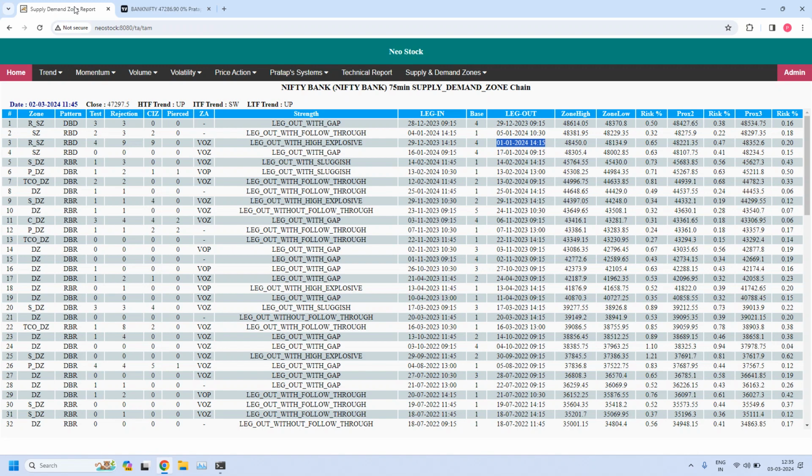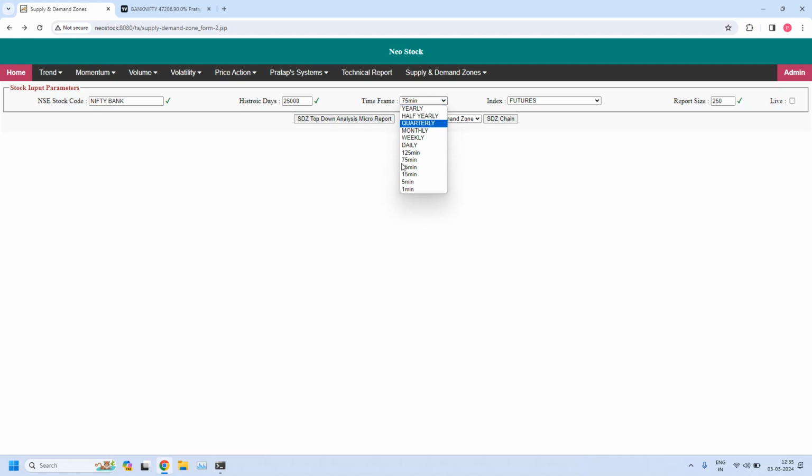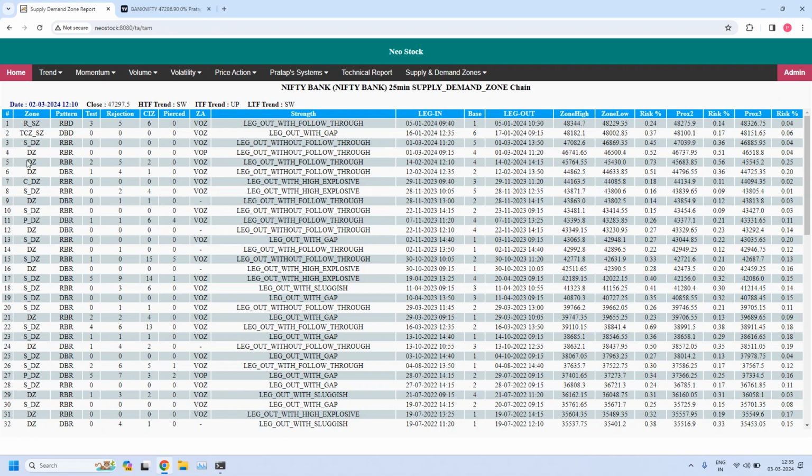Now we will move on to the next, 15 minutes. Sorry, 25 minutes. Generating demand and supply zone for 25 minutes. Here again we have the immediate 25 minutes demand zone, a high liquidity demand zone. The third one in this list. What is the leg in? 1-3-2024, 11:20. 5 candles.